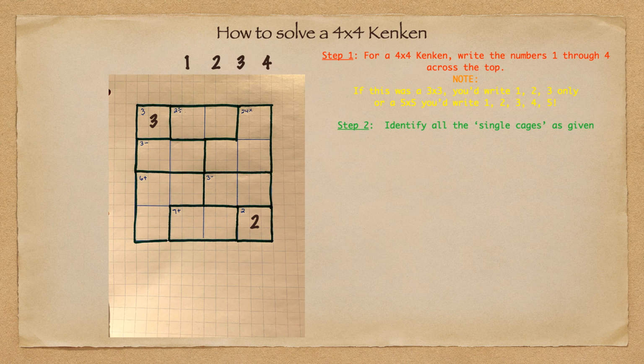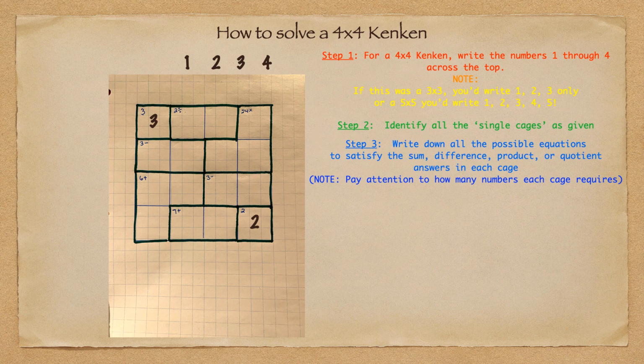Now I'm going to move on to step 3. This is where it gets fun. Write down all the possible equations to satisfy the sum, difference, product, or quotient answers in each cage. Remember, pay attention to how many numbers each cage requires. So here I've got the quotient of 2, and it can be 4 divided by 2 or 2 divided by 1. The product of 24 has 3 numbers.